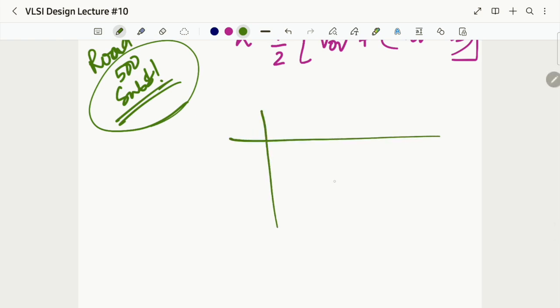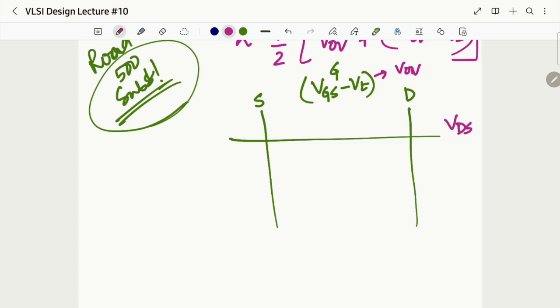So consider this diagram, okay? On this side it is source, on this side it is drain, okay? And I have told you that VGS minus VT is applied from the gate, okay? What is this VGS minus VT? This is nothing but VOV. And from the drain side we have applied VDS. And because of this voltage drop that happened because we have applied VDS.